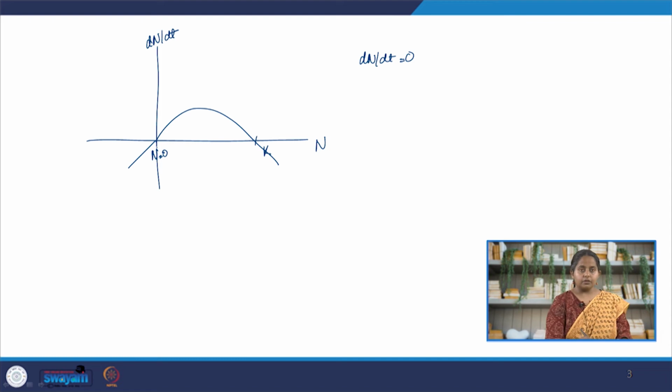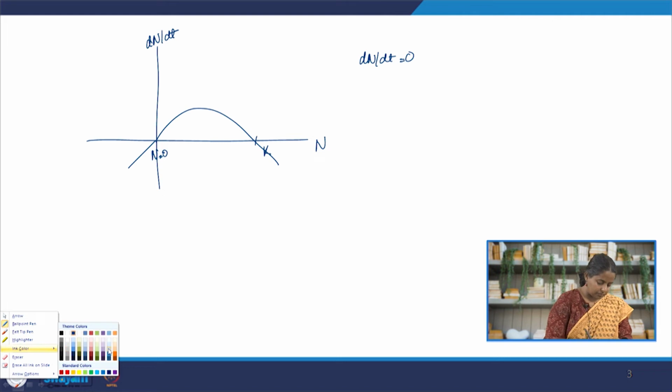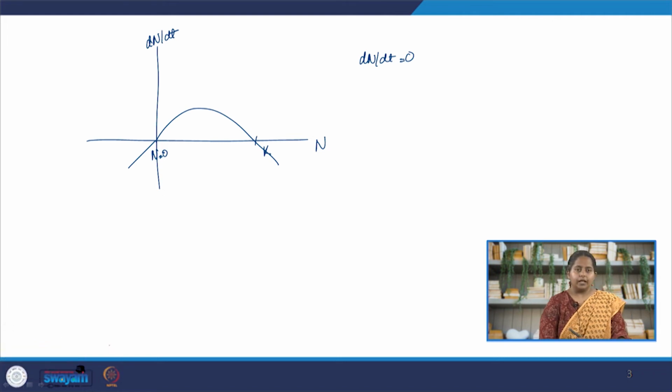Now let's look closer at n equal to 0. What's happening around n equal to 0? I am going to use a different color for this. In the neighborhood of n equal to 0, let's say I start from n equal to 0, so n naught is equal to 0. As I mentioned, this is a fixed point, the point is not going to move. n will always be equal to n naught, which will always be equal to 0.